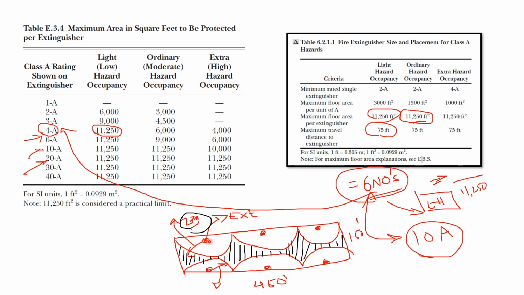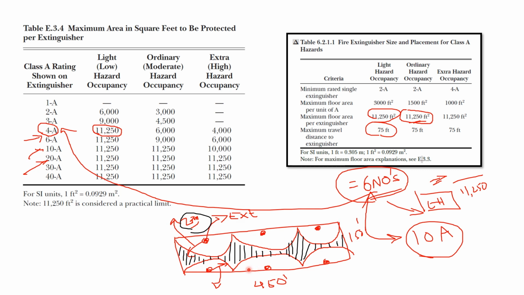Even if you consider 6 extinguishers, or if you rearrange the extinguishers, some of the area will not be covered. So I will explain how to increase the number of extinguishers and how to reduce the rating for the extinguishers in the next slide.